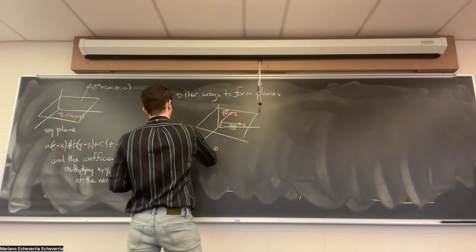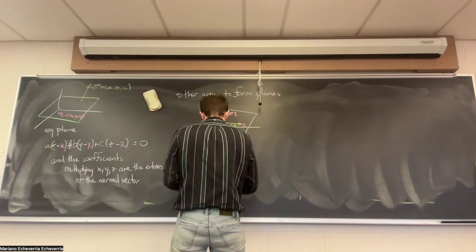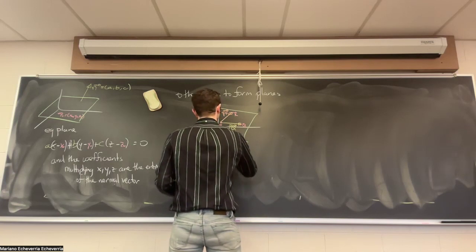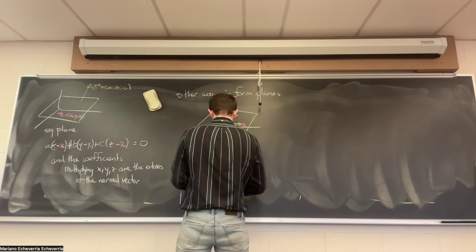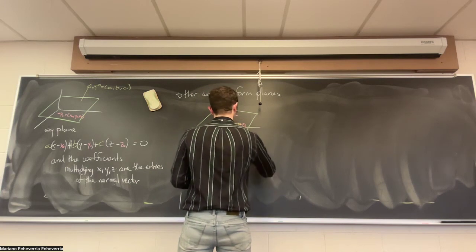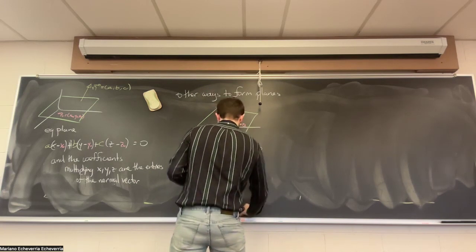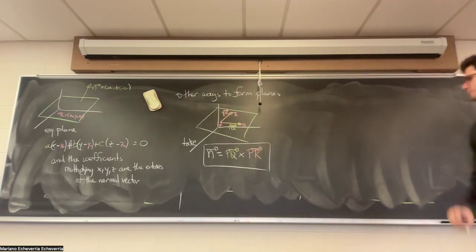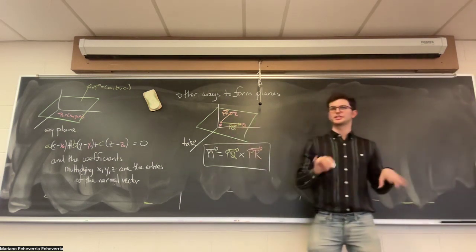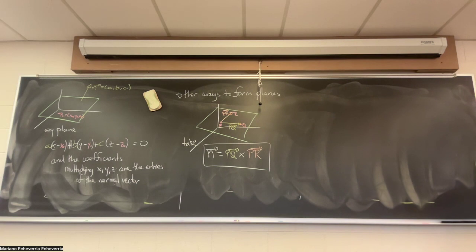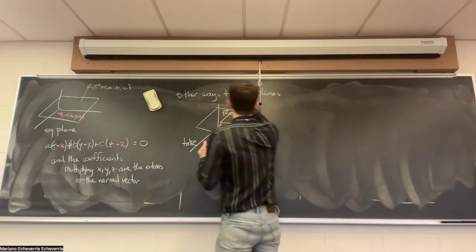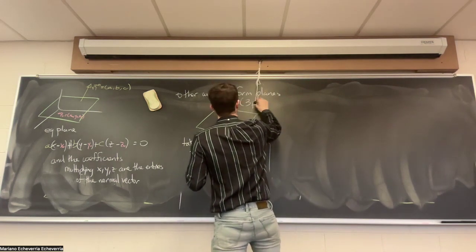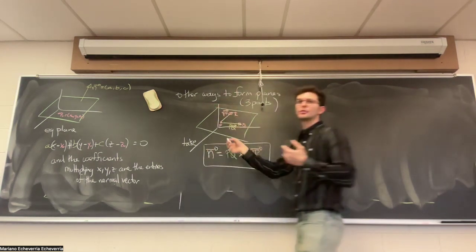So take n to be PQ cross PR, and then that's it. You could also have used RQ. There are a couple of choices, but they all essentially give you the same plane equation. And that is it. So this is how to build a plane from 3 points. If your initial data is 3 points, this is how you can build a plane.